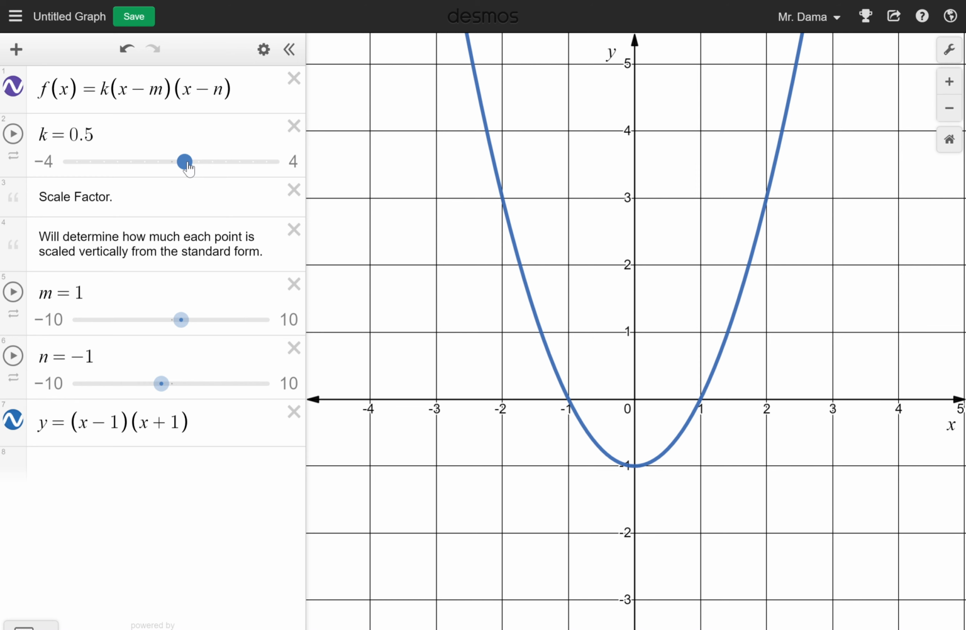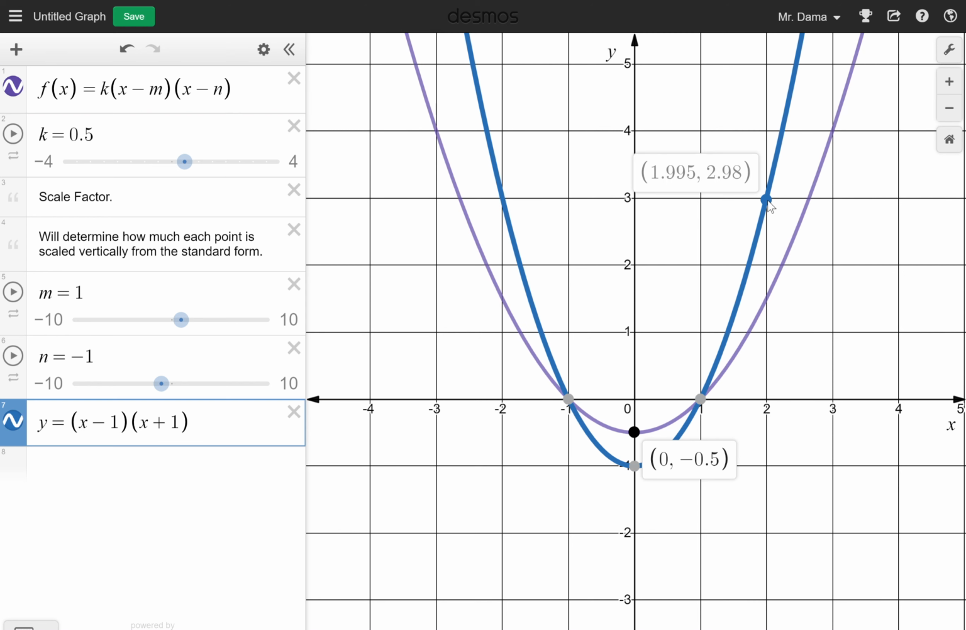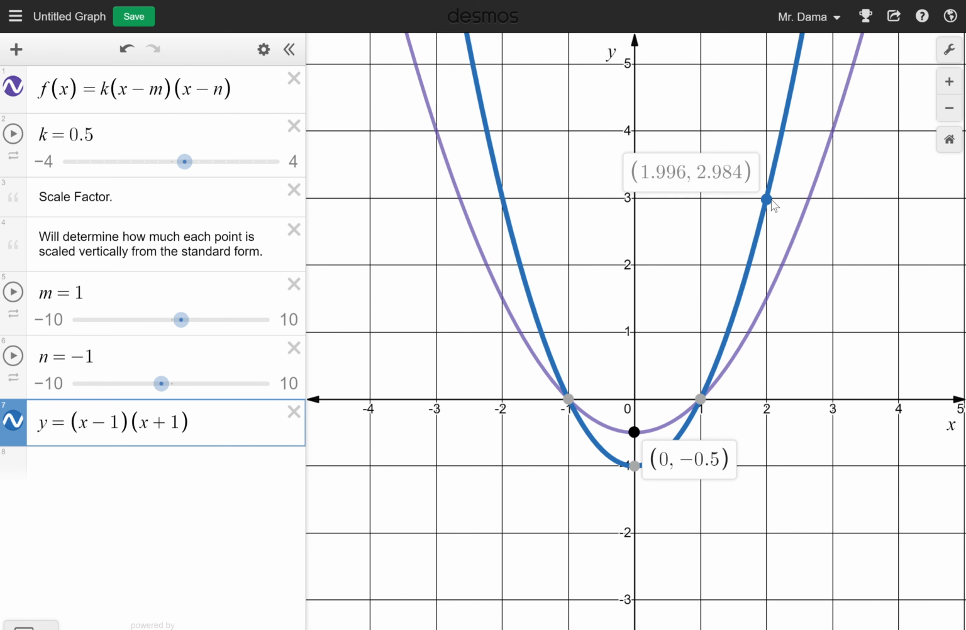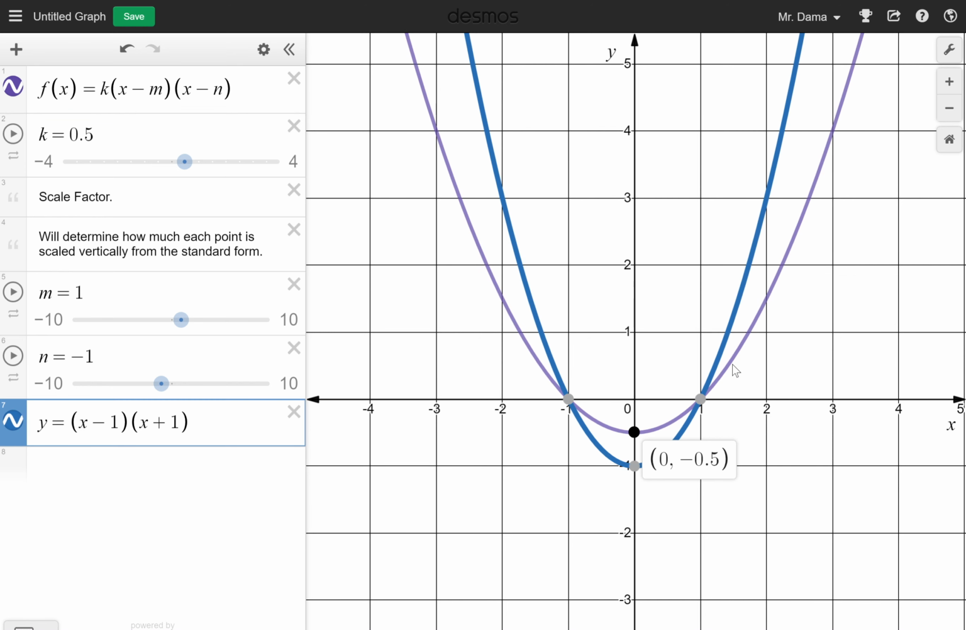So I'm going to make k equal 1/2. And you can see that for the purple line, every single point, the height is half of what it was. So here it was 2, and now it's 1. Here it was 4, so the y value was 3, and now it's only 1.5. Here the height was 1, now it's 0.5. And so you can see that every value has halved. That's what this k value does. It's a scale factor. And as I change m and n, I can move my graph around.